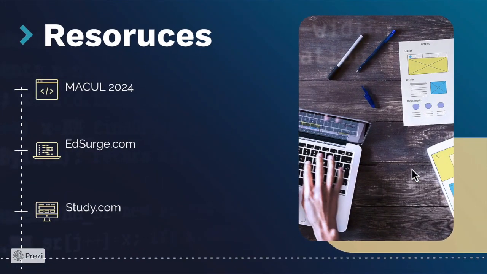MACUL Conference 2024. MACUL stands for Michigan Association for Computer Users in Learning. This is a conference that takes place in Michigan every year. It is either in Detroit or Grand Rapids. It is a great conference to see the various educational technology platforms in action.